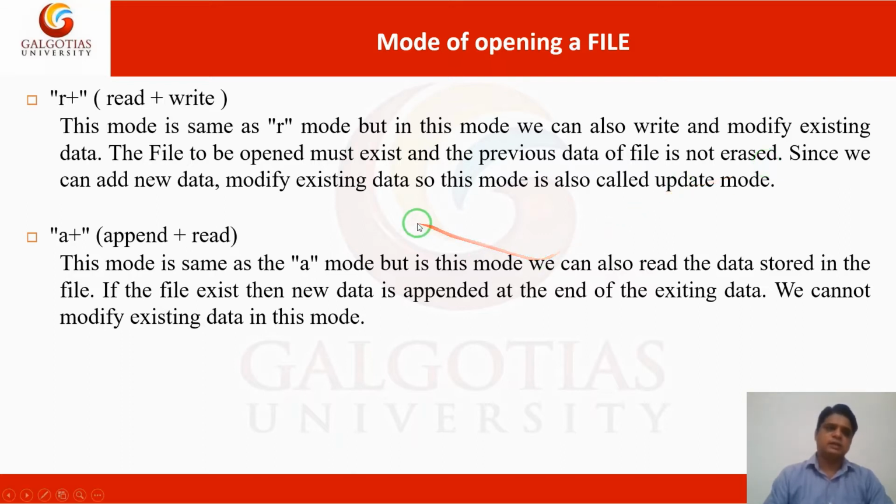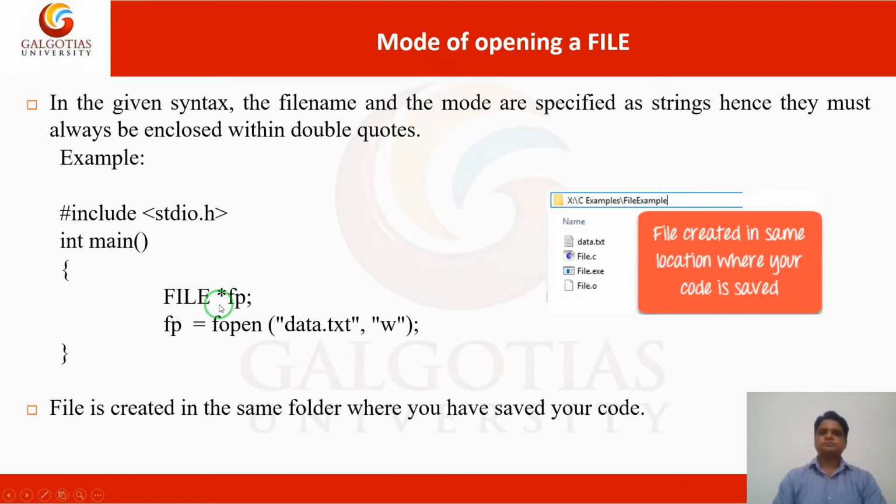And the next one is append plus read. All the characteristics of append are implemented in this mode, plus you can read the data. That means with A, whatever the characteristics of append mode, plus you can read all the data. But if you use only A, then you are unable to read the data. If you want to read plus append, then you can use the A plus mode. Okay. So this is a very simple example for the modes of opening a file.